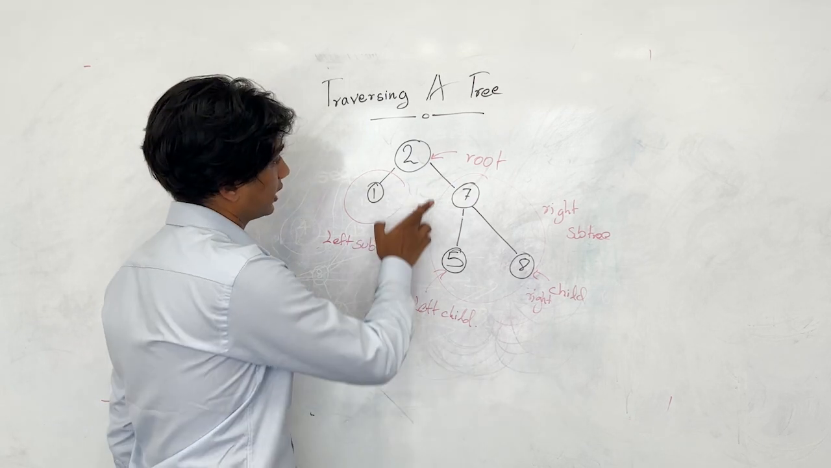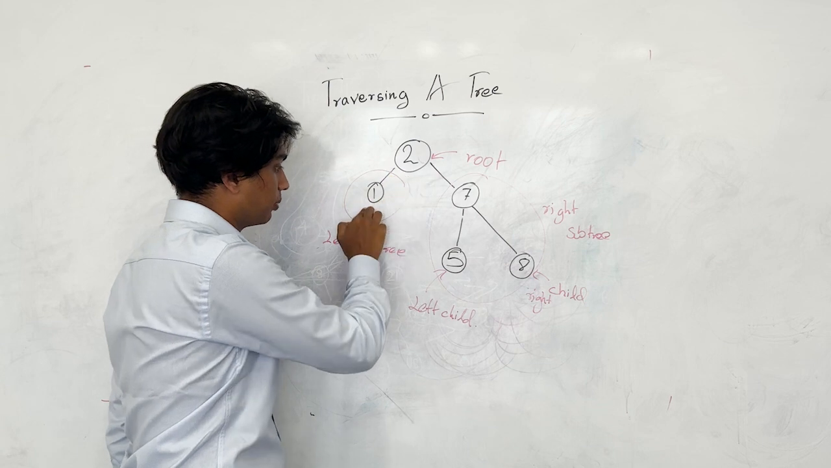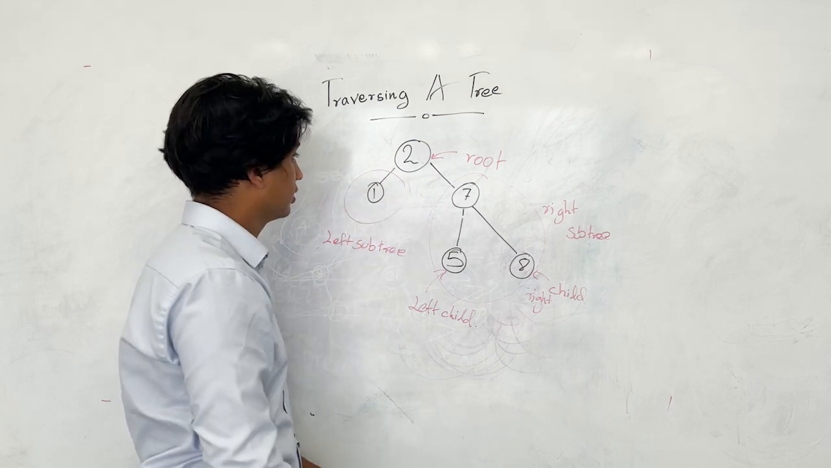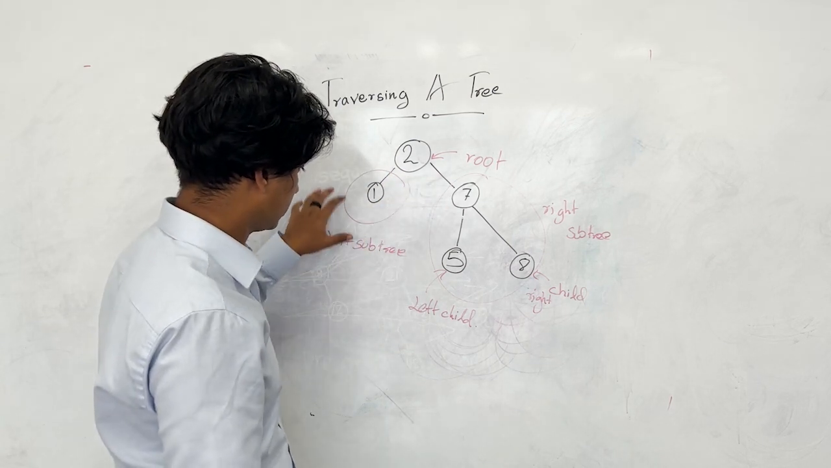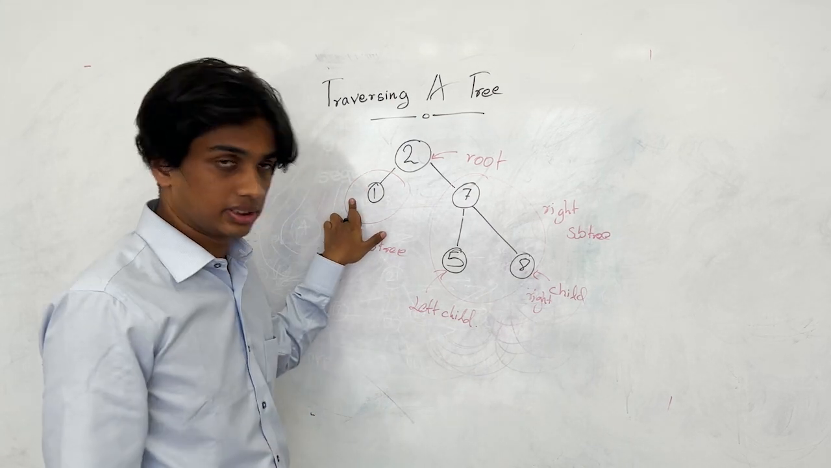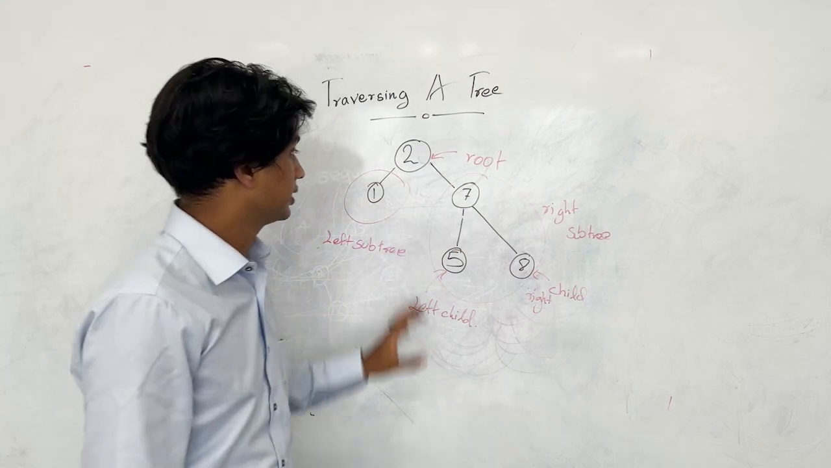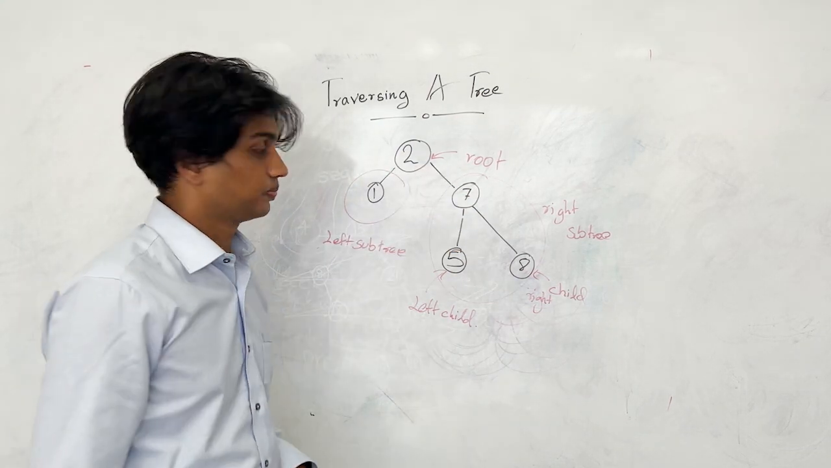In this example, as you guys can see, I have taken 2 as the root, and number 1 is lower than number 2, so it is the left subtree, or else we can say it is the left child, and number 7 has become the right child since it is greater than 2.